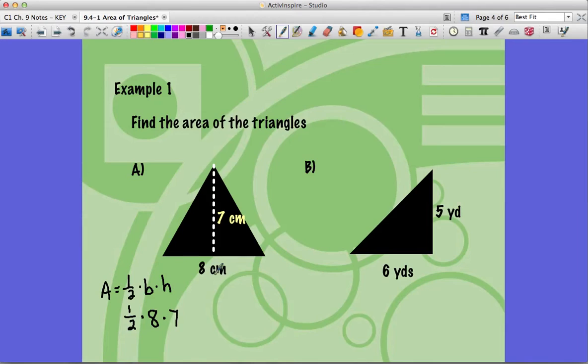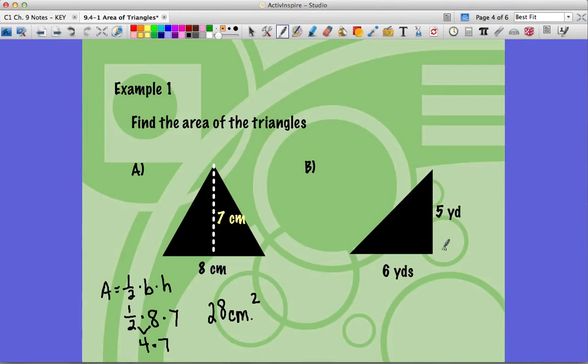Okay, and now you can choose whatever way you want to do this. You can do 8 times 7, which is 56, and then take half of 56. My choice would be to go half times 8, which gives us 4, because it's easier to do 4 times 7 than it is to find half of 56, and your answer will be the same. And 4 times 7 gives you 28, so your area is 28 centimeters squared.